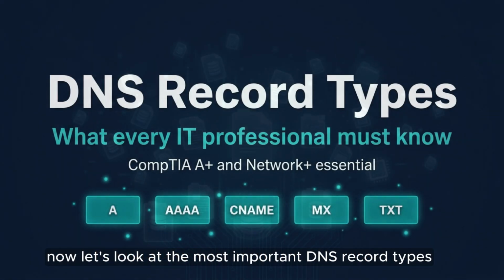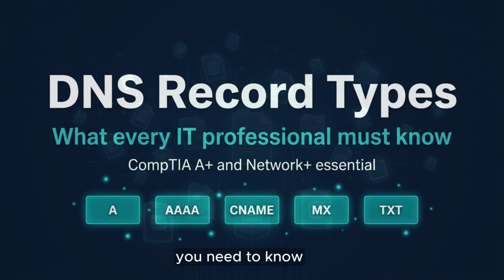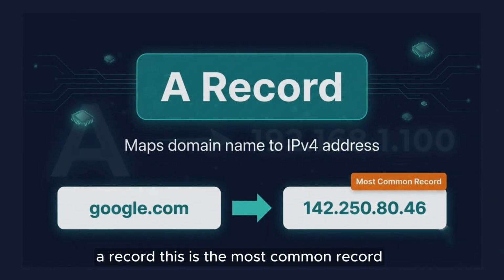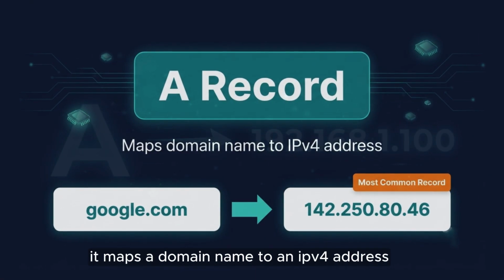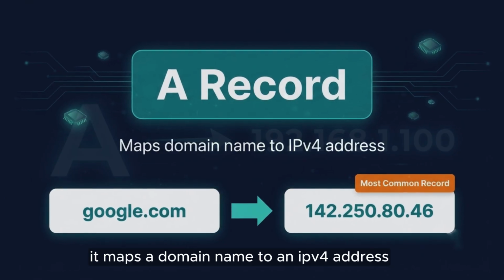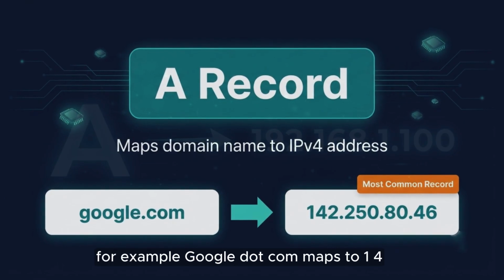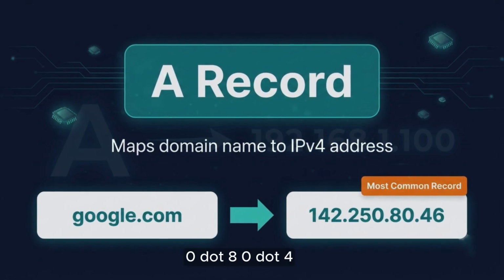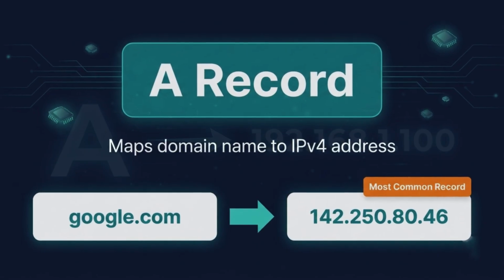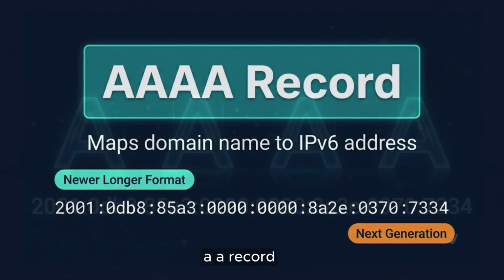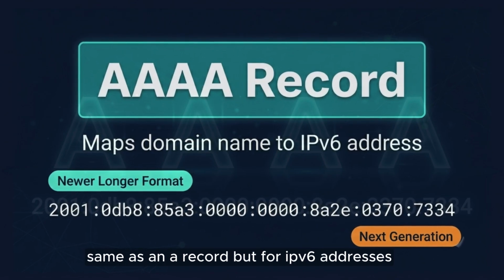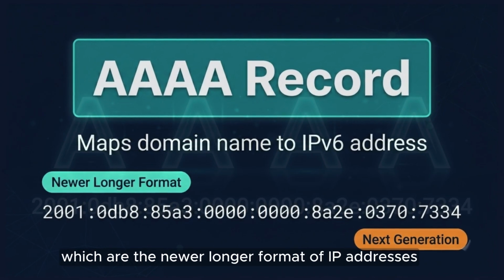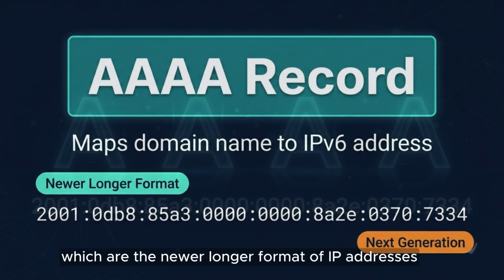Now let's look at the most important DNS record types you need to know, especially if you are studying for CompTIA A+ or Network+. A record. This is the most common record. It maps a domain name to an IPv4 address. For example, google.com maps to 142.250.80.46. AAAA record. Same as an A record, but for IPv6 addresses, which are the newer, longer format of IP addresses.